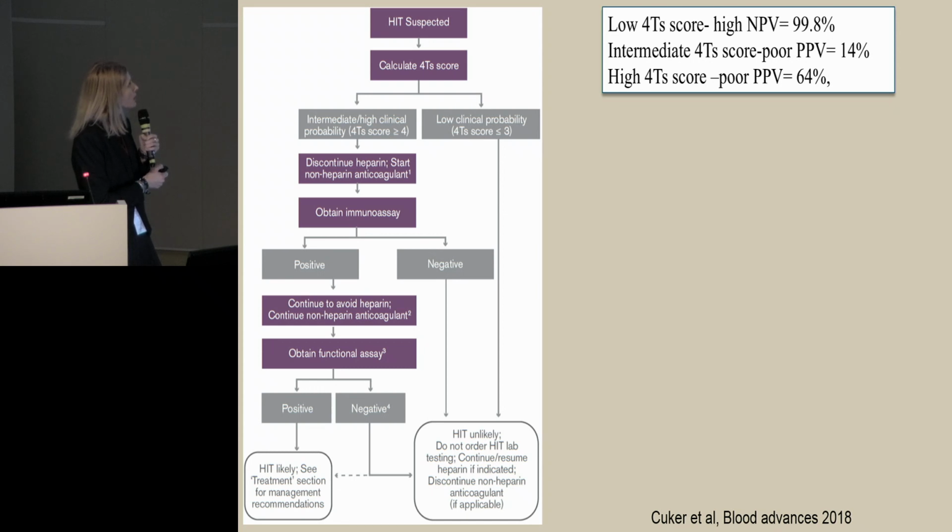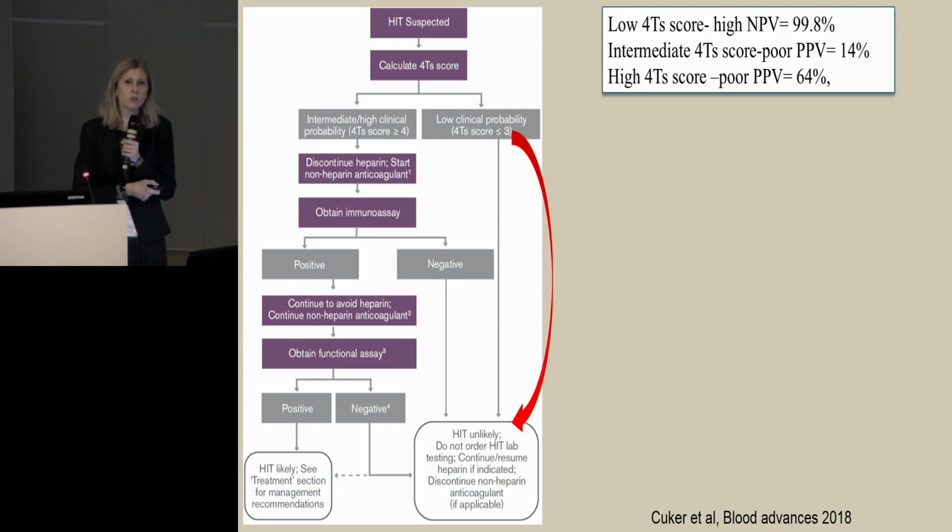So we calculate the score. If we have a low clinical probability, so a score equal or less than 3, then we can forget about HIT. The patients do not have HIT, we can continue with heparin. And of course, in this time, we have to investigate for the real cause of thrombocytopenia in our patient. So this 4T score has a very high negative predictive value. If it is less than 3, no HIT.